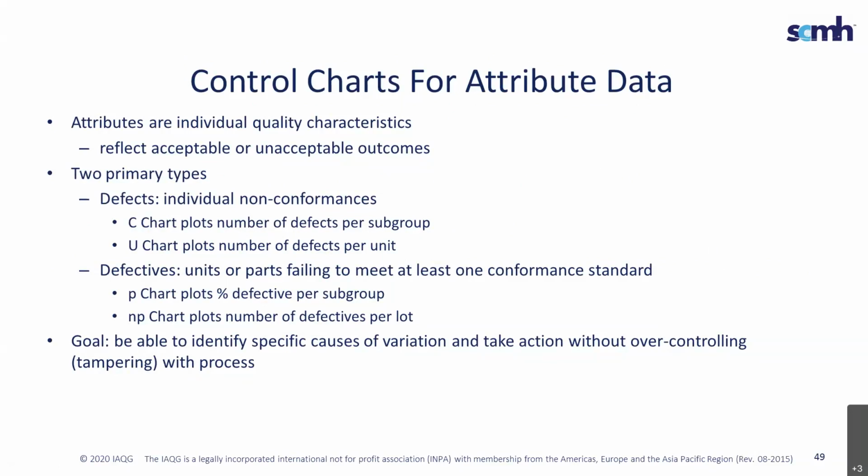In general, obviously, we run control charts to identify special cause and take action without over-controlling or tampering with the process. But as we mentioned, a big tip is to make sure that you have a rational or a good rational subgroup so you don't over or under control your process.